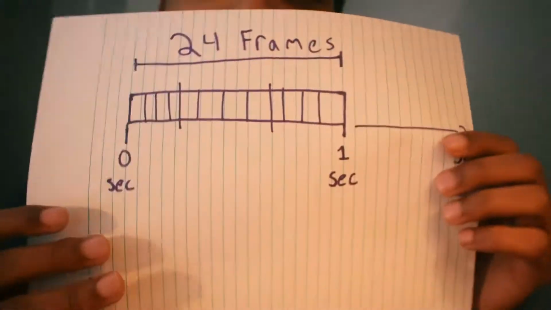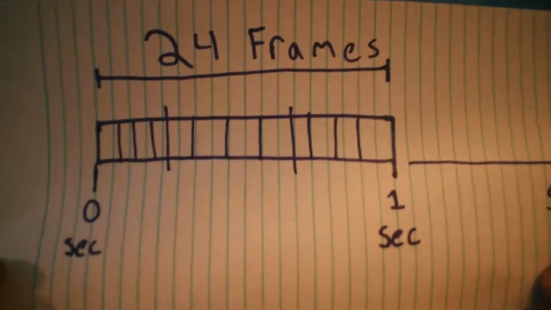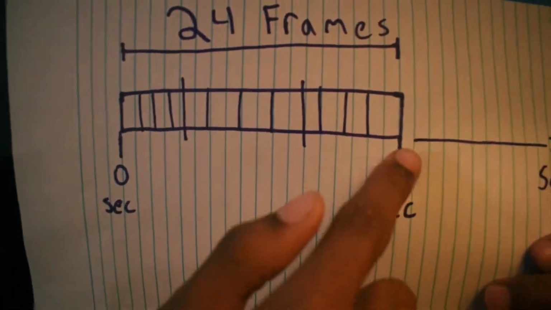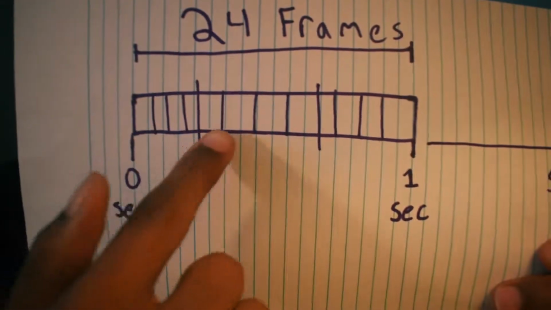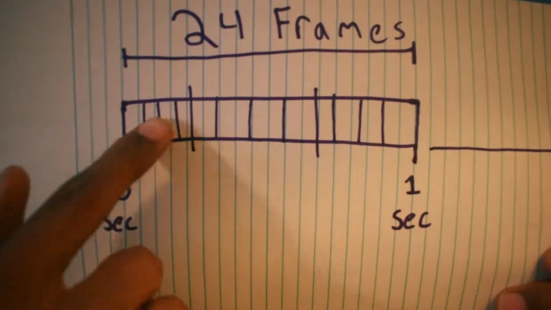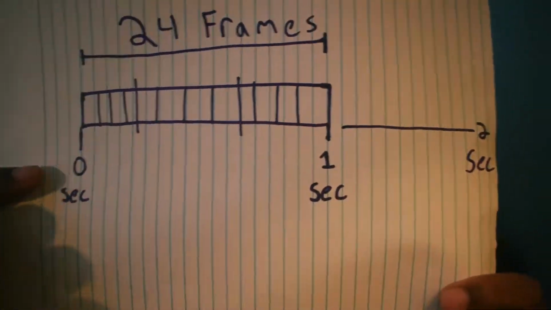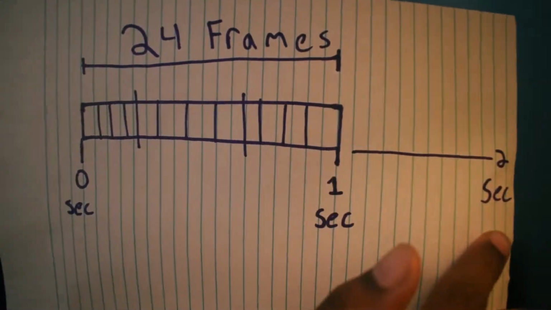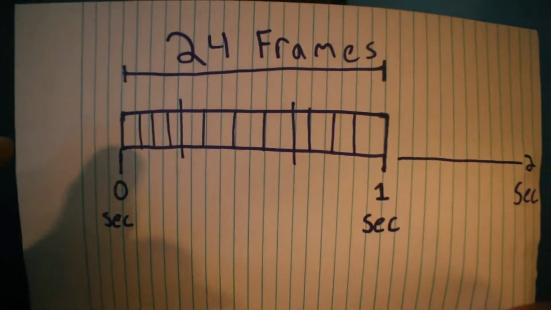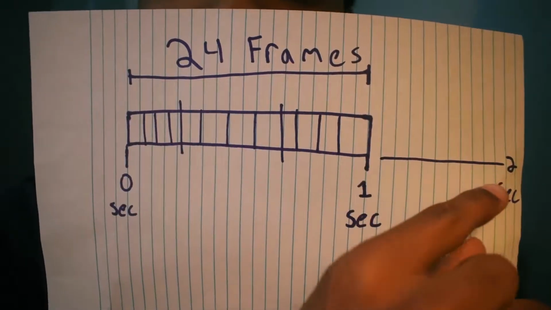Okay, so here's a little example I drew up. We've got a second right here. We've got the timeline or the clip that we would have. And let's imagine that this is 24 frames. Each one of these blocks is a frame of the clip. So right now it's a second long. Let's say we want to slow this down and make it 2 seconds long. So essentially what we're going to do is stretch this clip out to 2 seconds, but there's a problem.